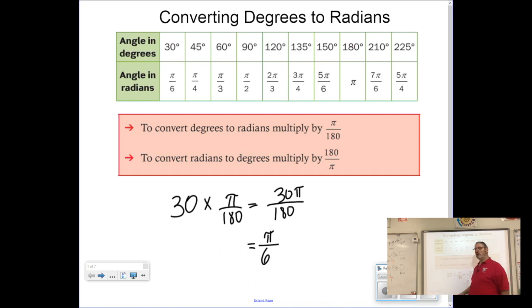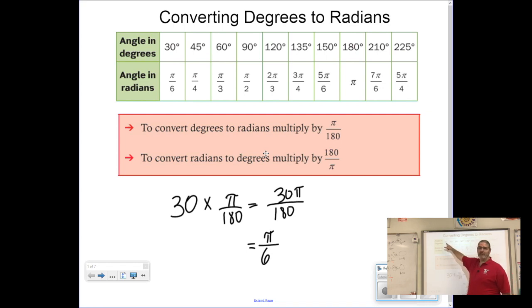Now, there are certain common degrees that you're going to need to know right off the bat. Like 30 degrees is pi over 6, 45 is pi over 4, 60 is pi over 3, 90 is pi over 2. The rest you can probably figure out, and we'll talk more about that in class if you have any doubt. But the most important ones are up to 90: pi over 6, pi over 4, pi over 3, and pi over 2.